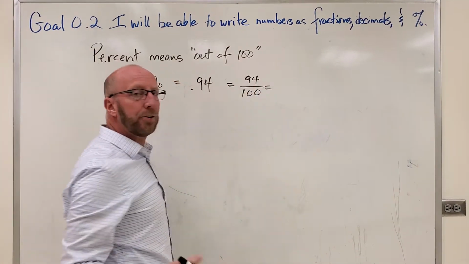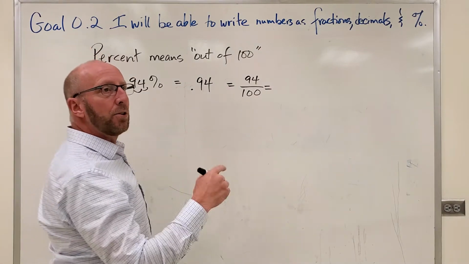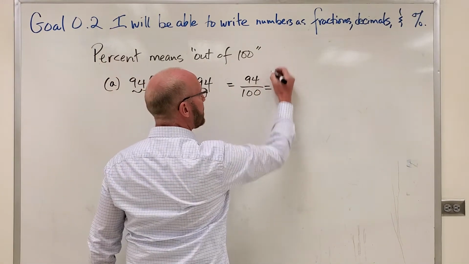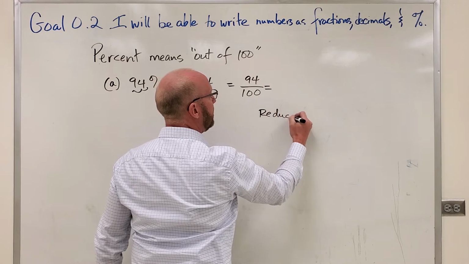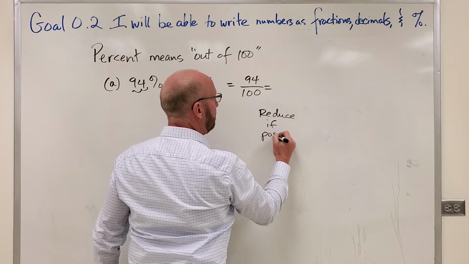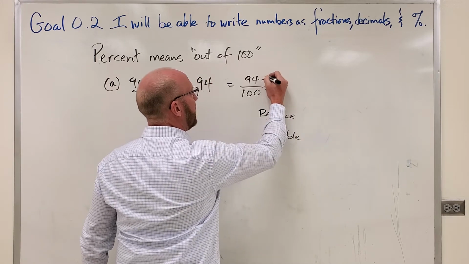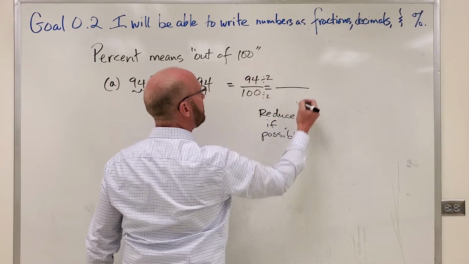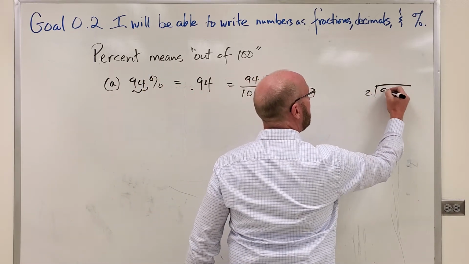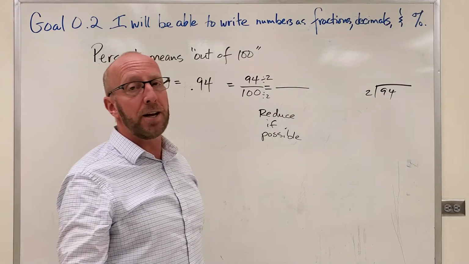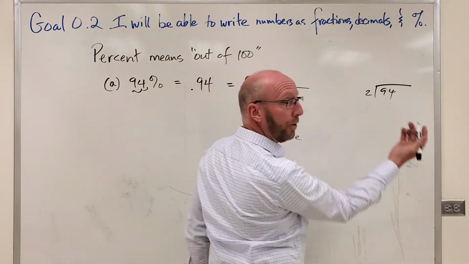They each have a factor of 2. They're both even. So if the numbers are even, I can reduce the fraction. I do want you to reduce, if possible. So divide by 2, divide by 2. How many 2's in 94? You may want to do it longhand, or if you have a calculator, you could use a calculator, but I prefer you do it longhand.